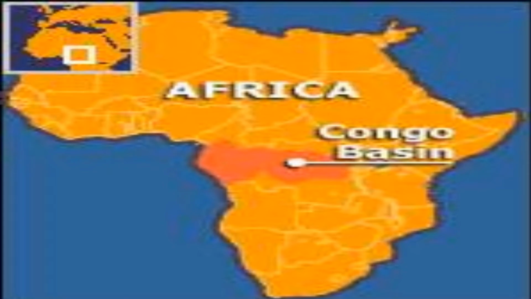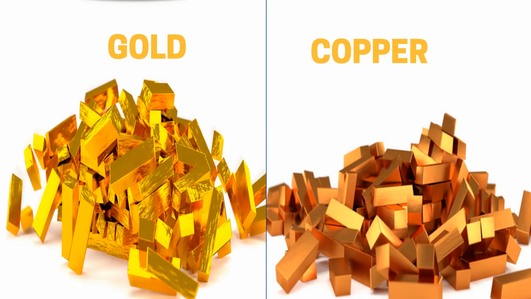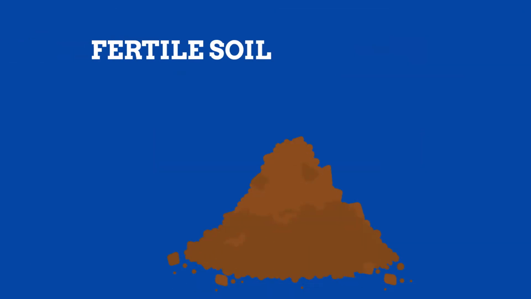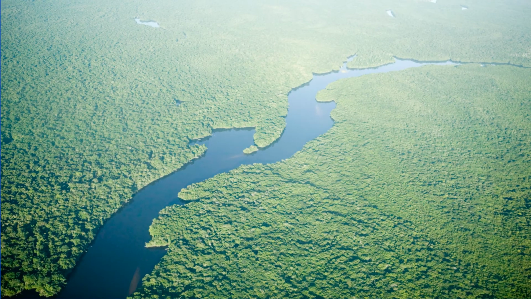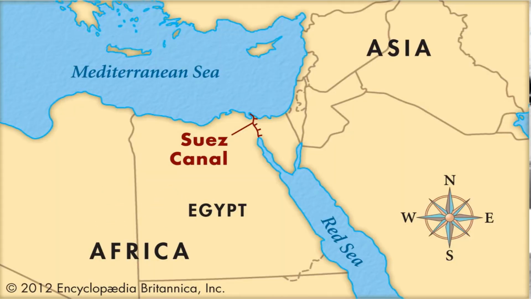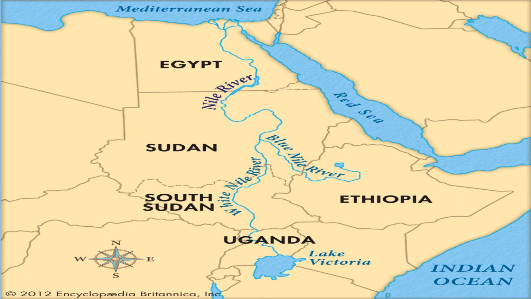Now, the areas that experienced intensive scramble are as follows. The Congo Basin. The Congo Basin attracted European powers due to its wealth of materials like gold and copper, fertile soil, and many navigable rivers. Egypt. Egypt was highly scrambled because of the Suez Canal that connects the Mediterranean Sea and the Red Sea. Egypt was also a doorway to the rest of Africa, such as Sudan and Uganda.